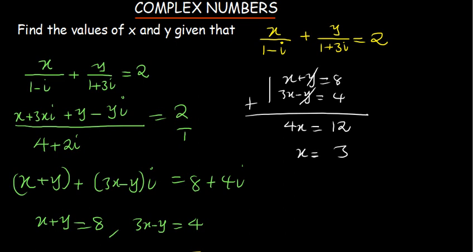And then I can take any one of these equations and make y the subject of the formula. So y is equal to 8 minus x. So y is going to be equal to 8 minus, where there is x we put a 3. So y is going to be equal to 5.